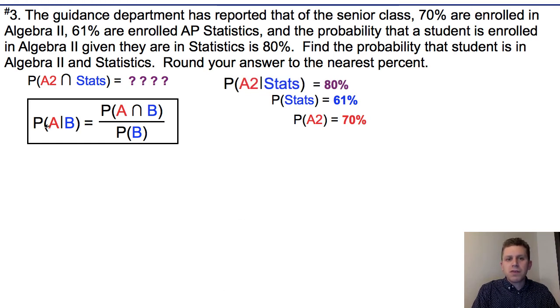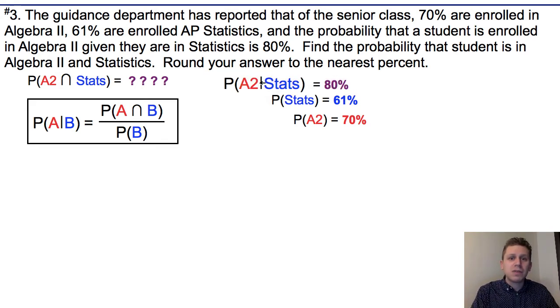Now when I go to write the formula, I have 2 options to write this formula, A given B. I can either write it as Algebra 2 given Stats, or Stats given Algebra 2. And in this case, I'm going to stick with the one they gave us because I do want to plug in, and I can't plug in Stats given Algebra 2 because I don't know that.